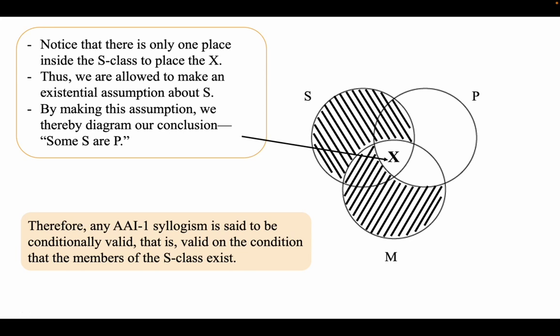We say that the syllogism is invalid from the point of view of the modern interpretation of logic, but we say that it is conditionally valid. And the condition is that the members of the S class exist. So if members of the S class happen to be things that are real, that they exist, I am allowed to make that assumption, and therefore the syllogism is going to be conditionally valid. Another example.